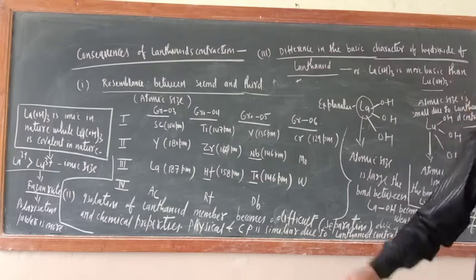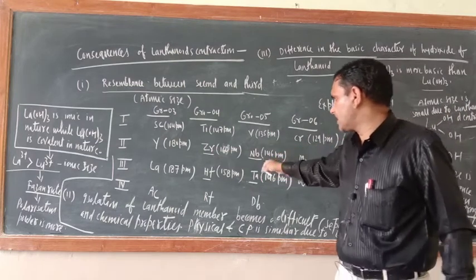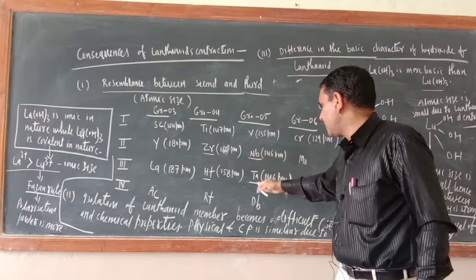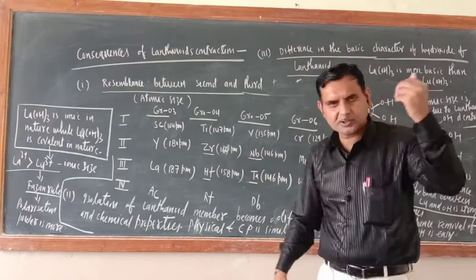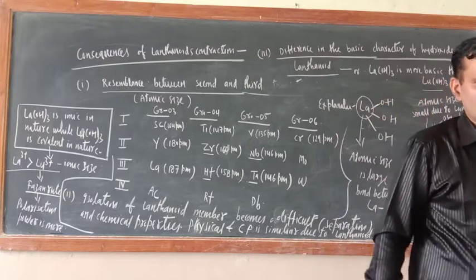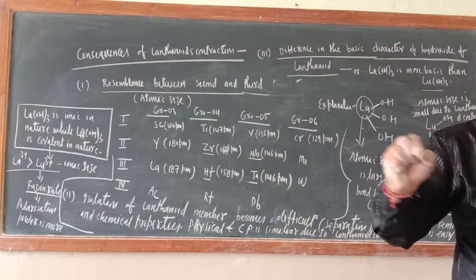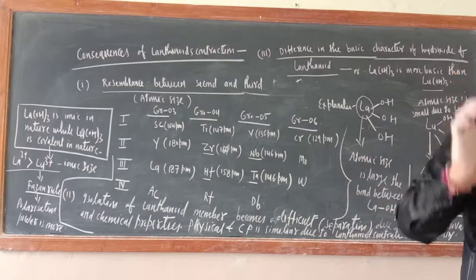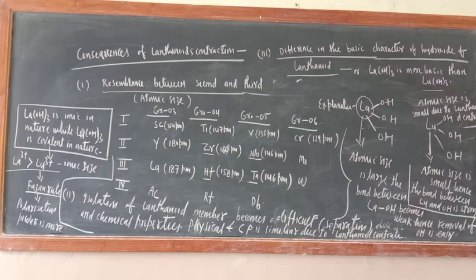Now with the atomic size I told you, just remember this: zirconium, hafnium, niobium, tantalum, and not only this, molybdenum and tungsten also have similar atomic size. So even if you write one word, lanthanide contraction, then also you will have half marks. If you explain, then you will have full marks.